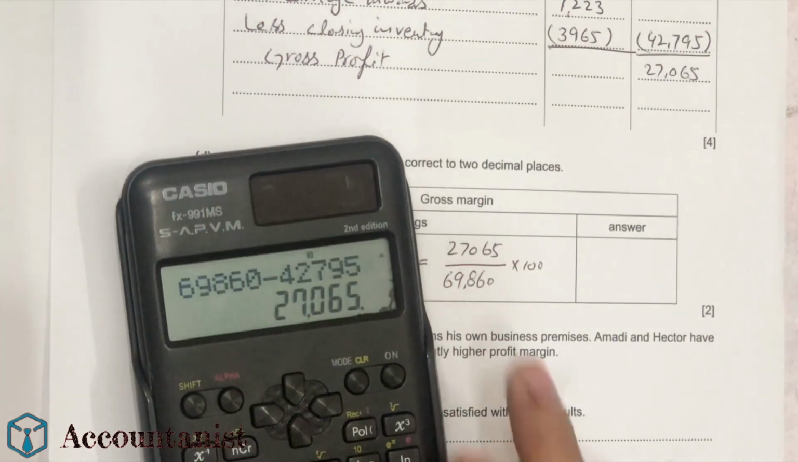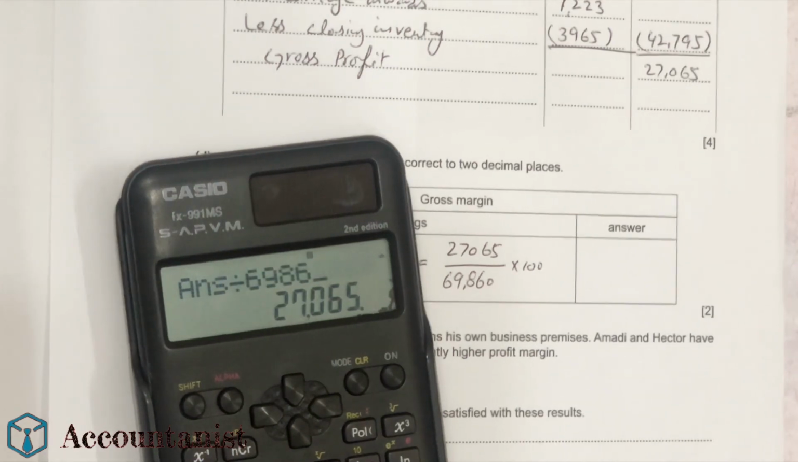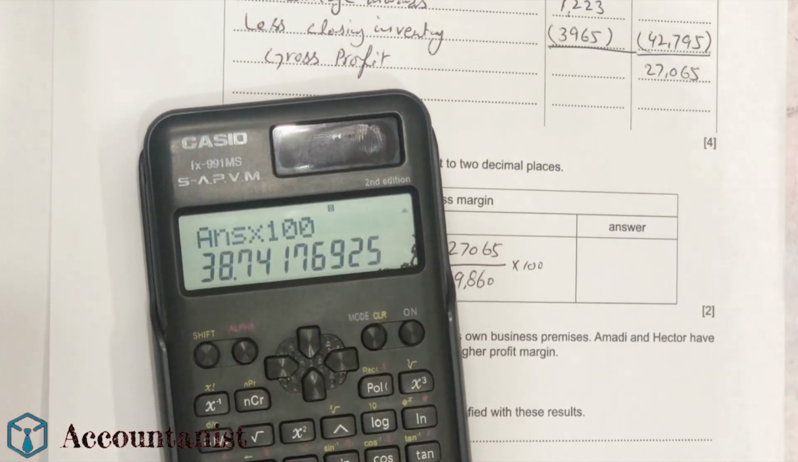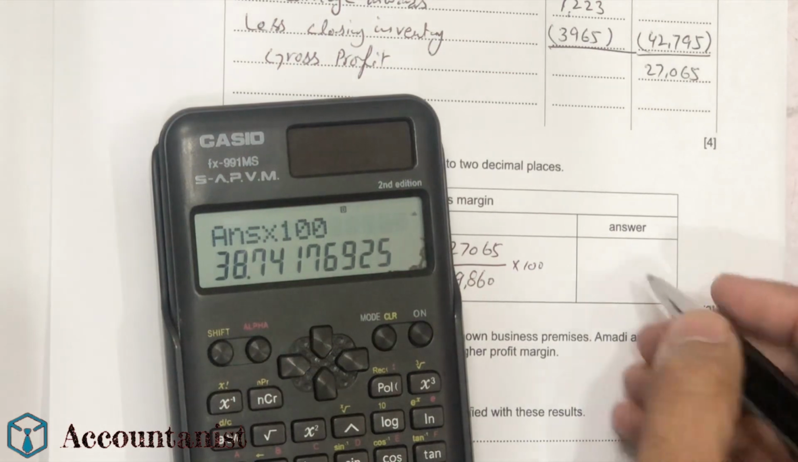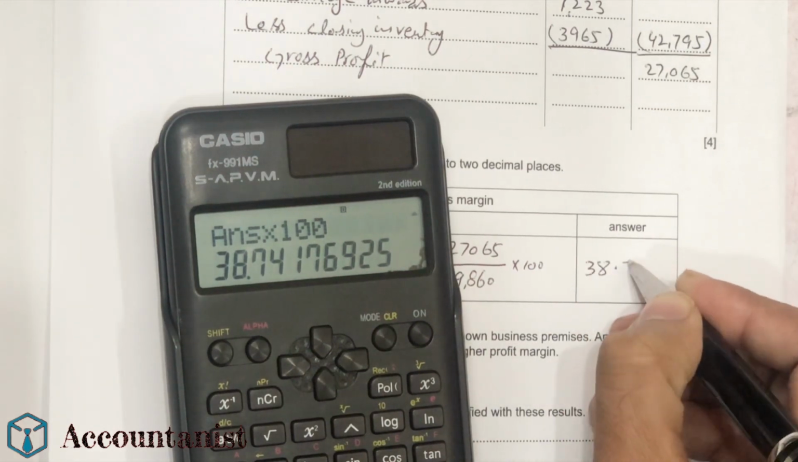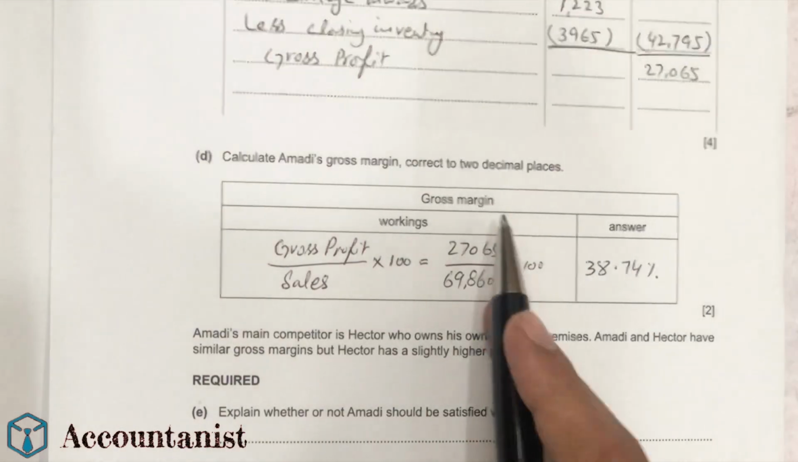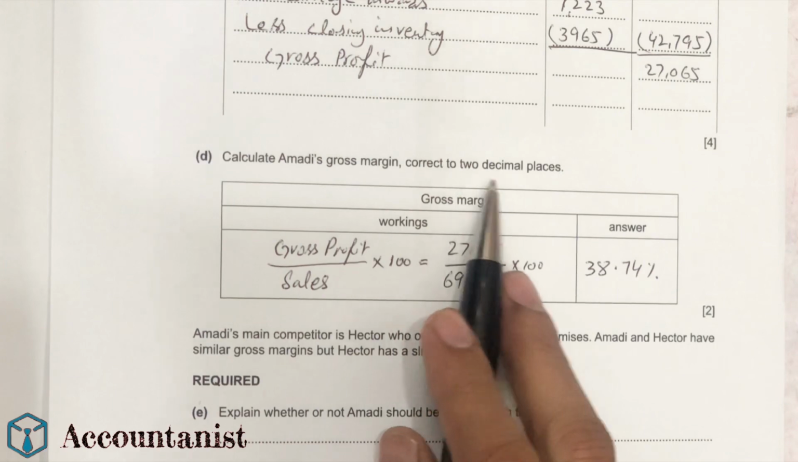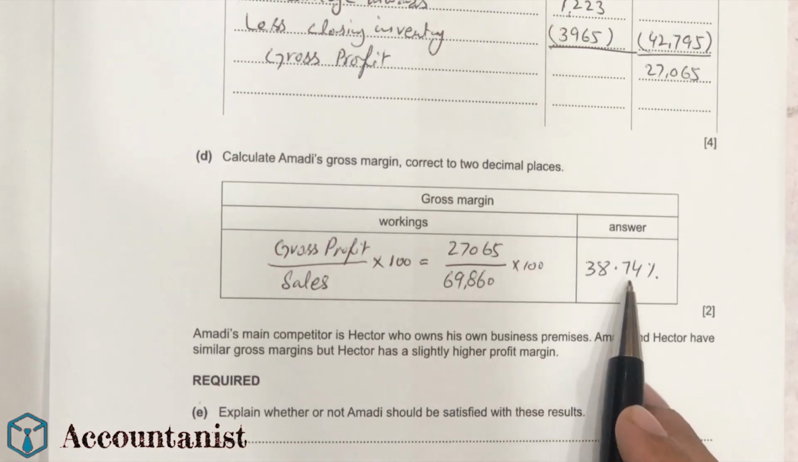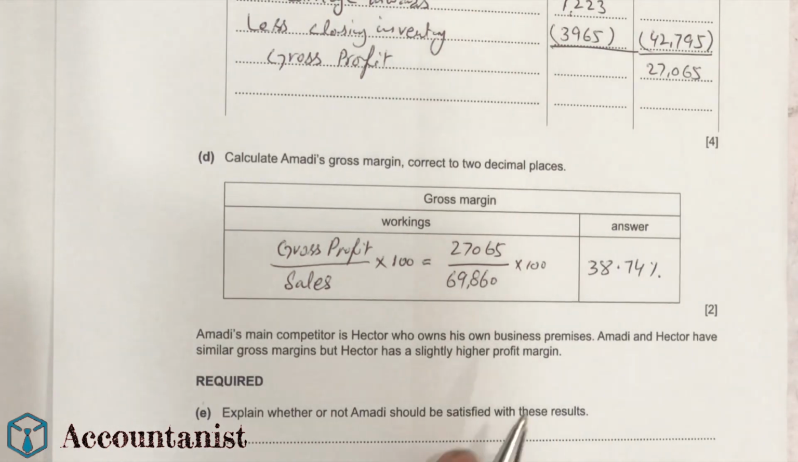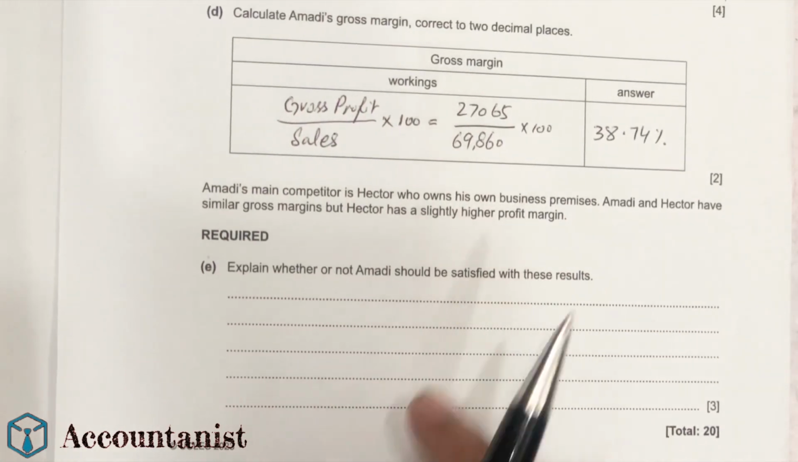So 27,065 divided by 69,860 multiplied by 100 gives 38.74%. So 38.74% is the answer. For ratios, it usually asks for 2 decimal places, so do not round up these numbers. So you have to write 2 numbers after the full figure. So that's the end of section D.